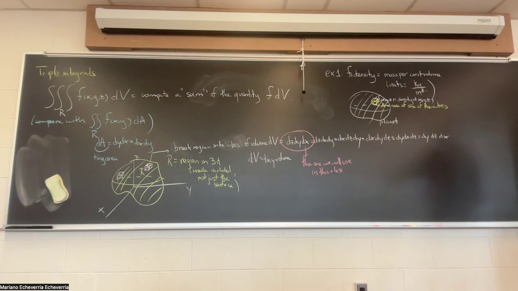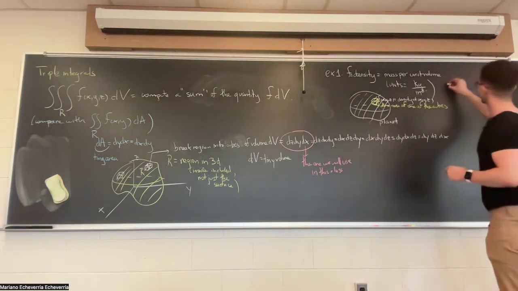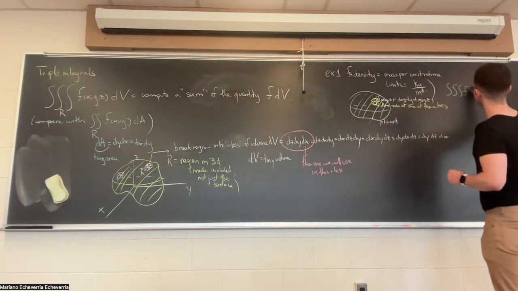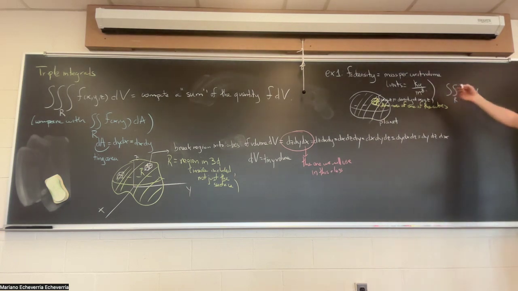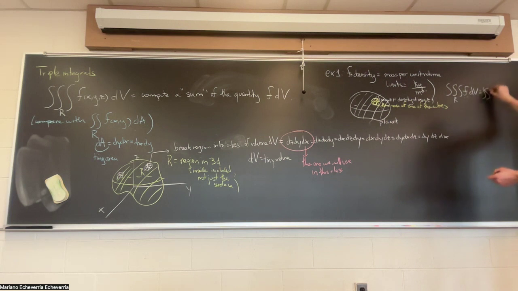Okay, so if you integrate the density, what would the integral of the density times dV correspond to? It's integrating all the small masses, right? It's the integral of all the mini masses, the tiny masses coming from all these cubes. And so that's the total mass. Let me put here tiny masses. So this would be the total mass of the planet.